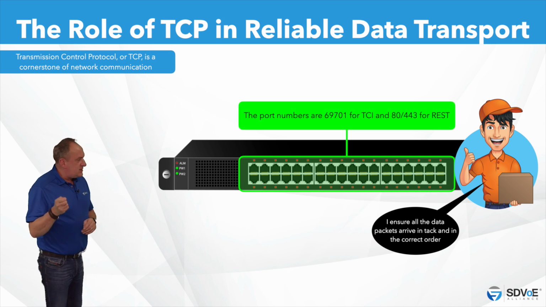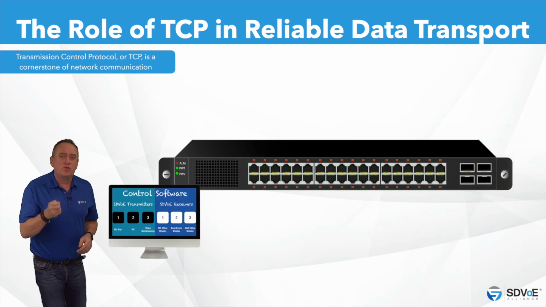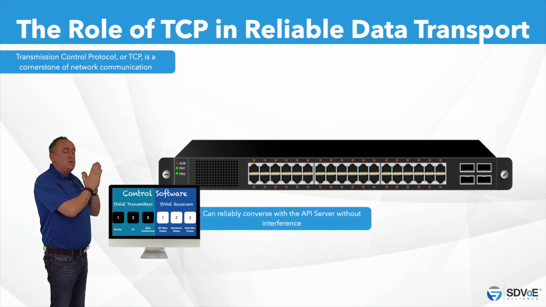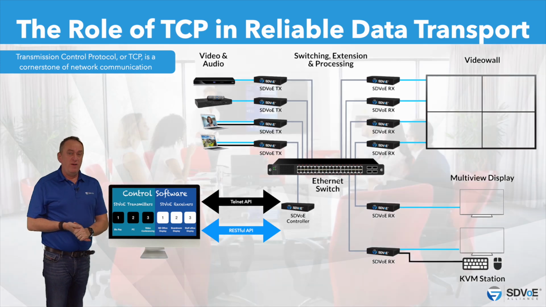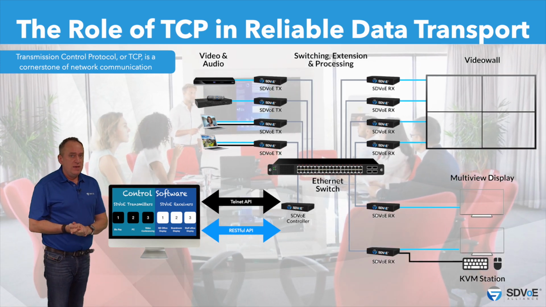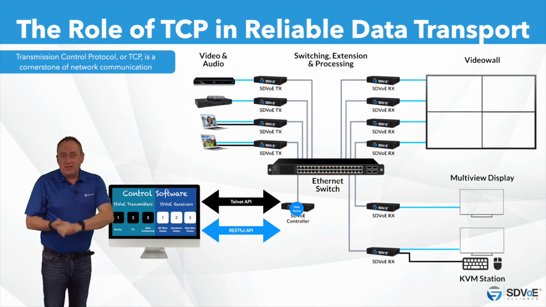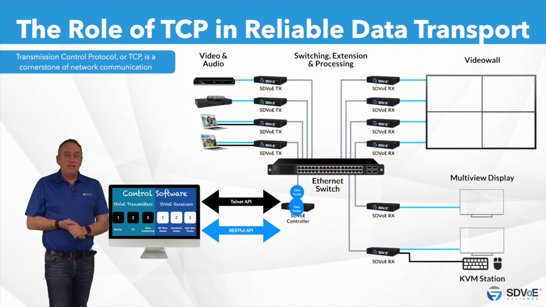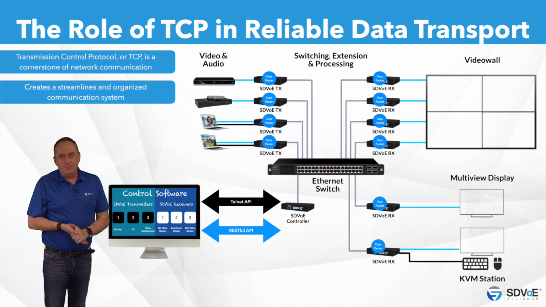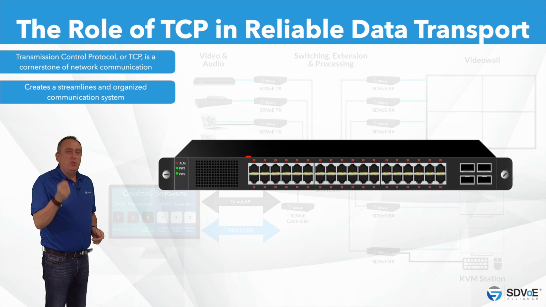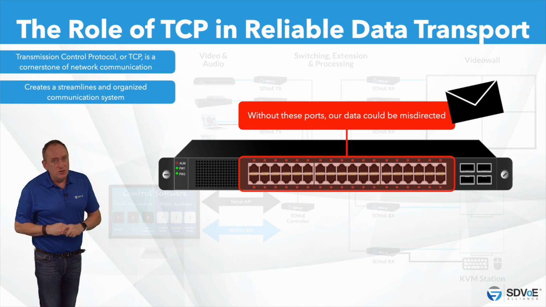These are like the courier's destinations, the postcodes, if you like. They ensure that the control software can reliably converse with the API server without any interference. A bit like a private meeting room in a crowded office. And the use of these port numbers is not arbitrary, but they are well-established identifiers that network services listen to, creating a streamlined and organized communication system. Put it this way, without these ports, our data would be misdirected like a letter without a clear address.